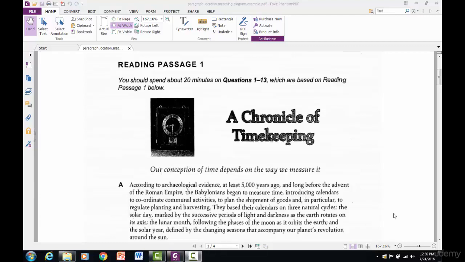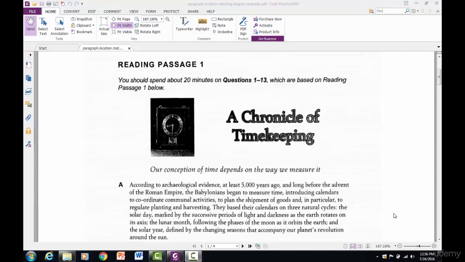Okay, so let's look at another diagram example. For this diagram example, we're looking at a passage from test number 1 from the Cambridge book number 8. If you have the book, you are definitely welcome to work along with me. I suggest you get the books. I think they're great and you should use them.